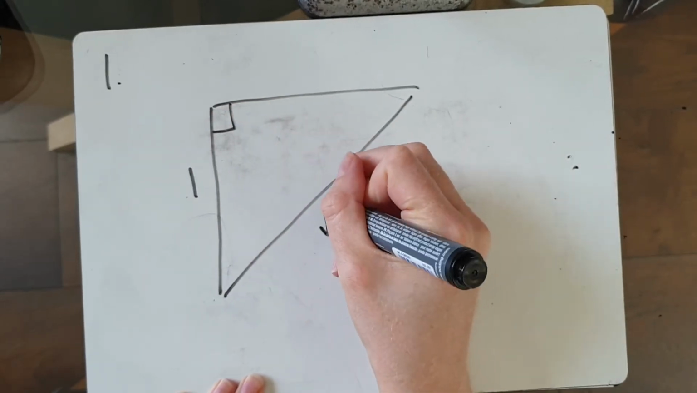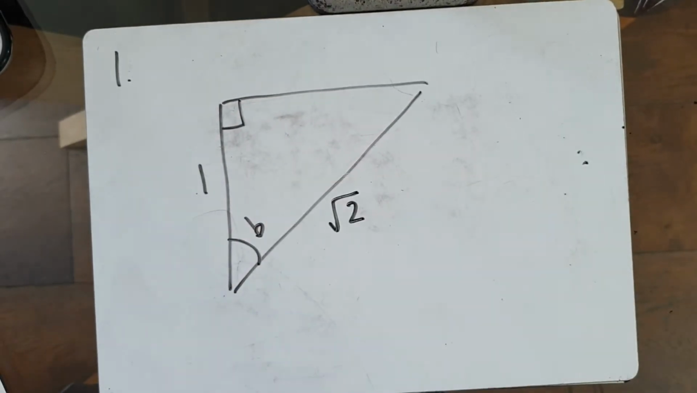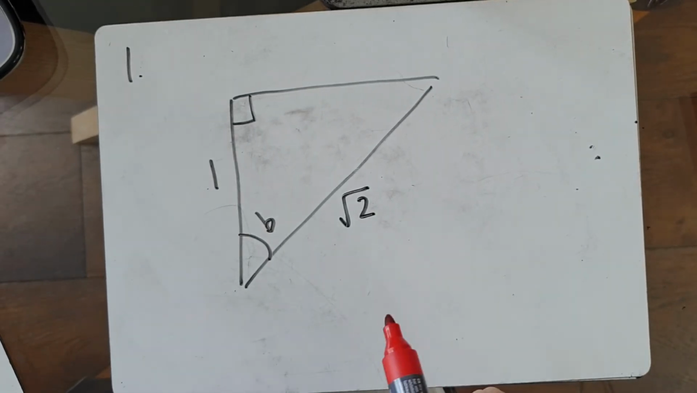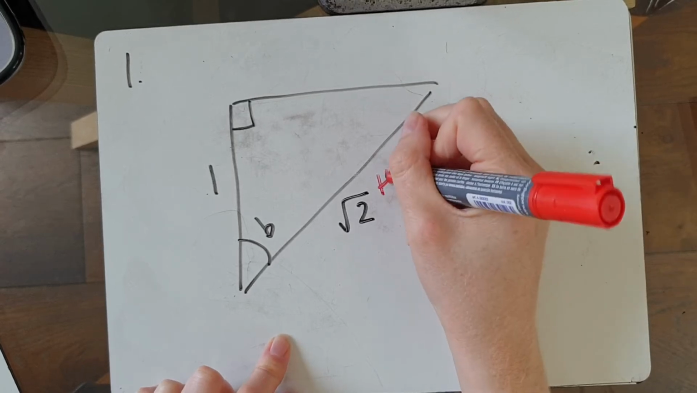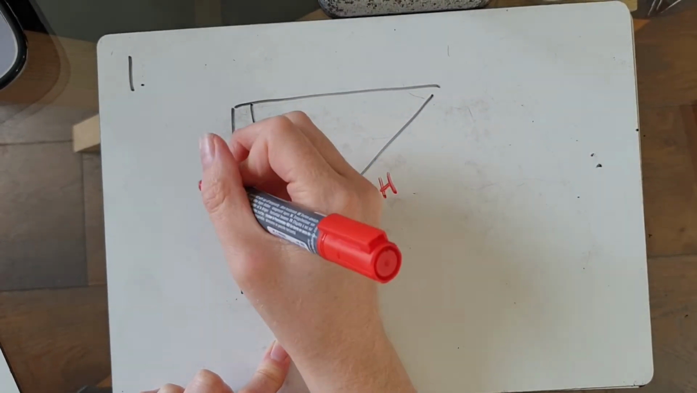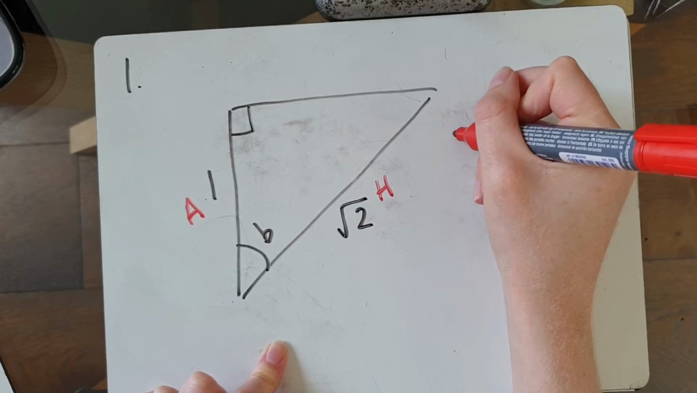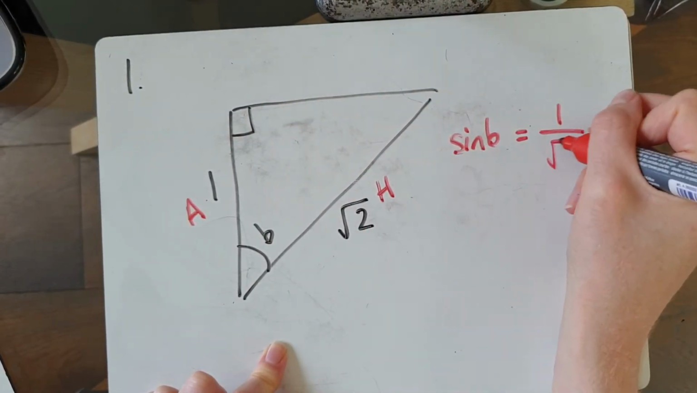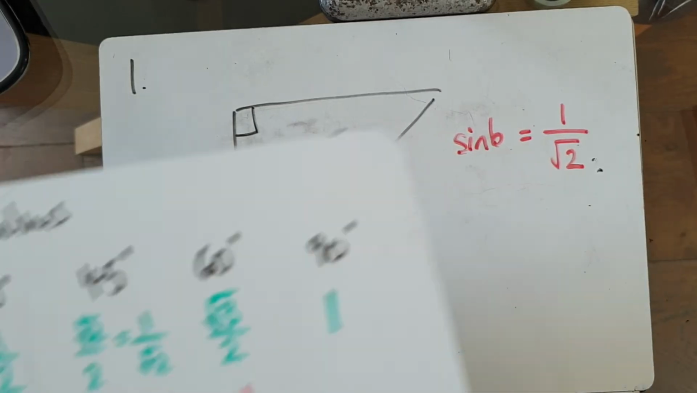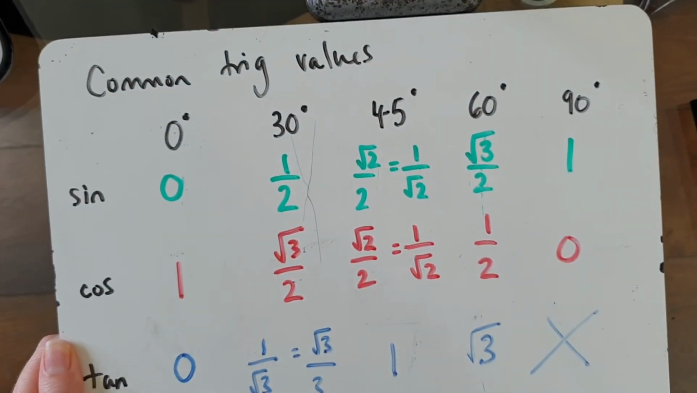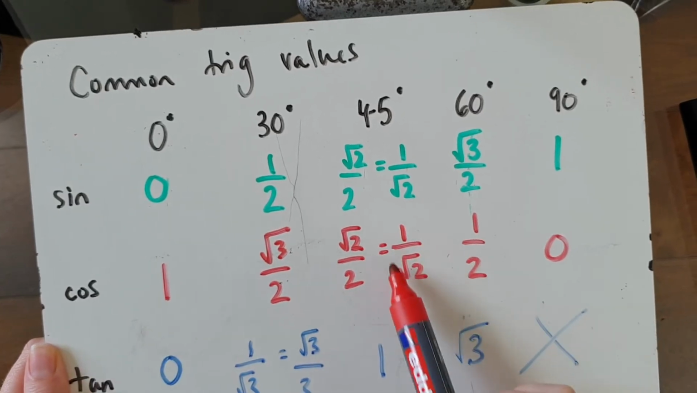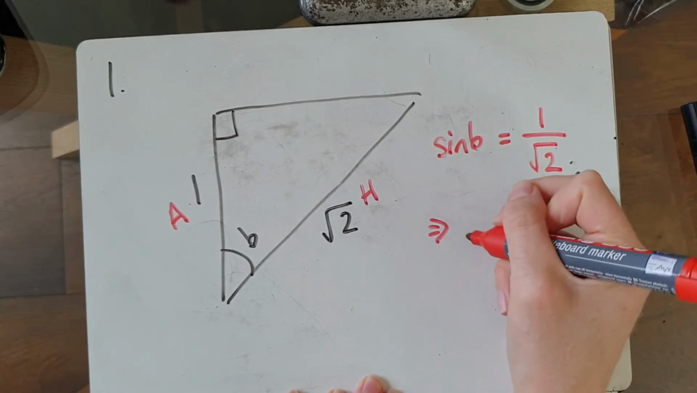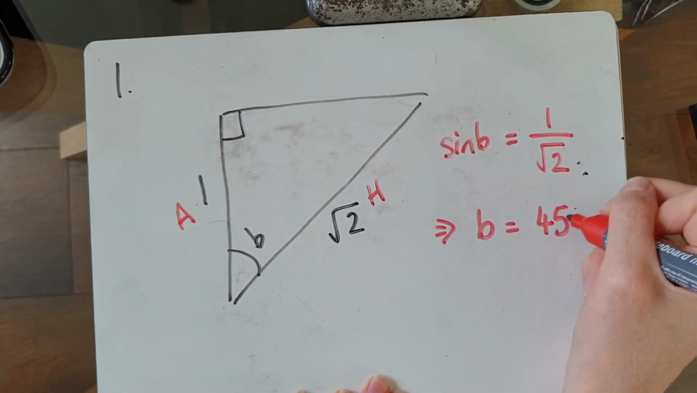We've got 1, root 2 and B. Now again, we can't use our calculators, so we've got the hypotenuse and we've got the adjacent. So we know that cos B equals adjacent over hypotenuse. And then we look at our table, or you might have just memorised them. Cos 1 over root 2, so it must be 45 degrees. So that means the angle B is 45 degrees.